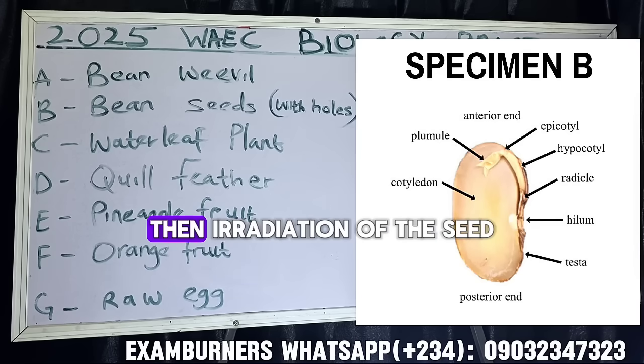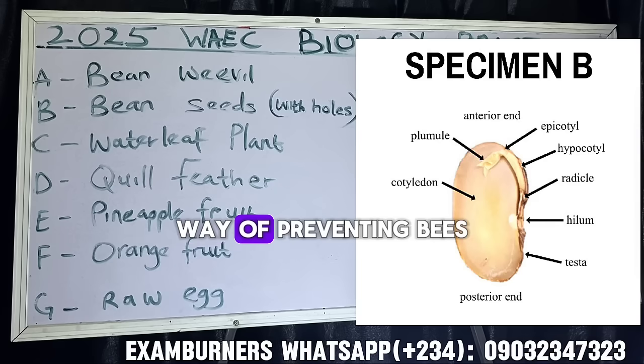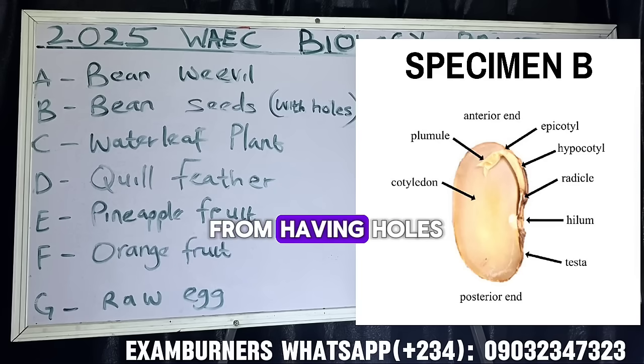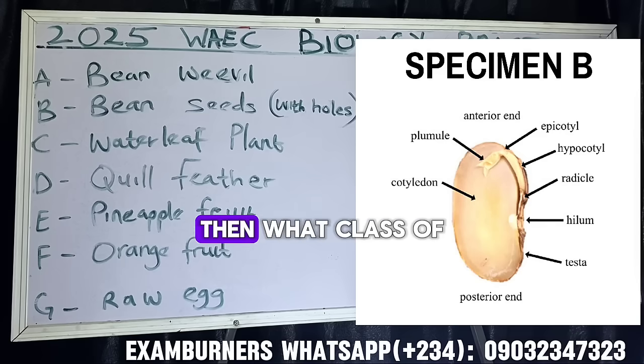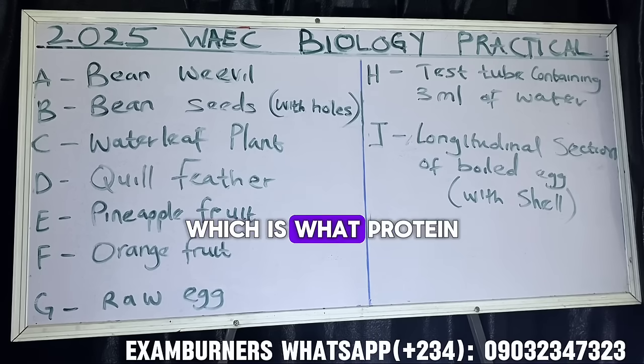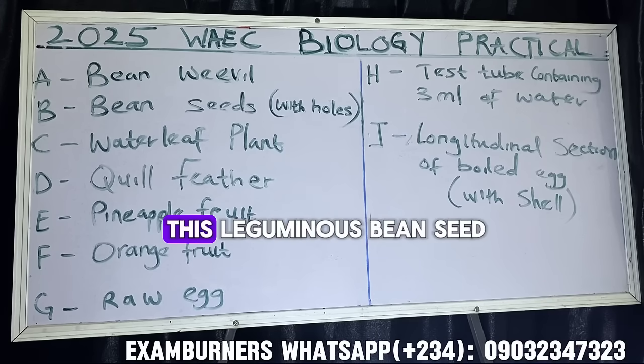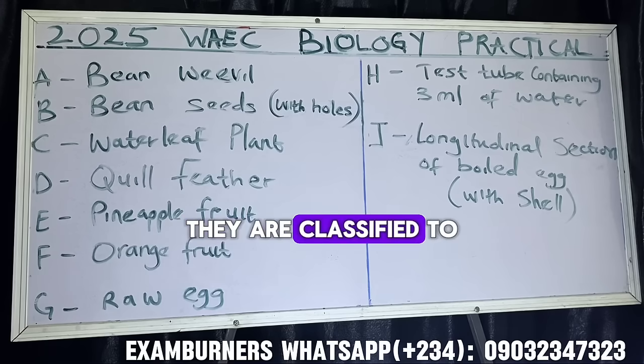Then irradiation of the seed, that's the last way of preventing bean seeds from having holes. That is irradiation of the seeds. Then what class of food does bean seed belong to, which is what? Protein. So bean seeds, beans or legumes, these leguminous bean seeds, are classified to the class of what? Of protein.